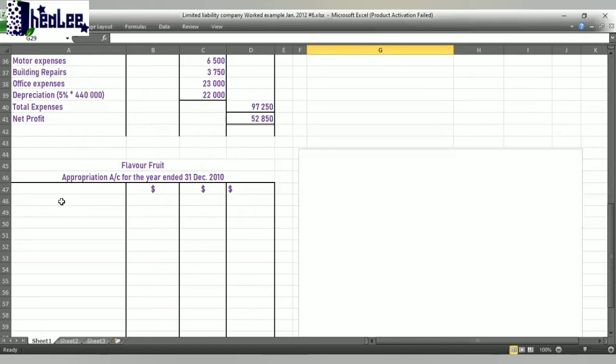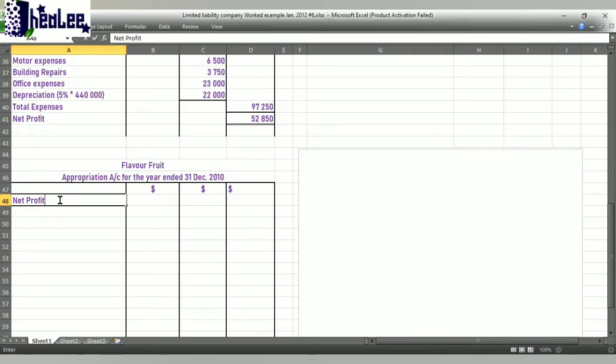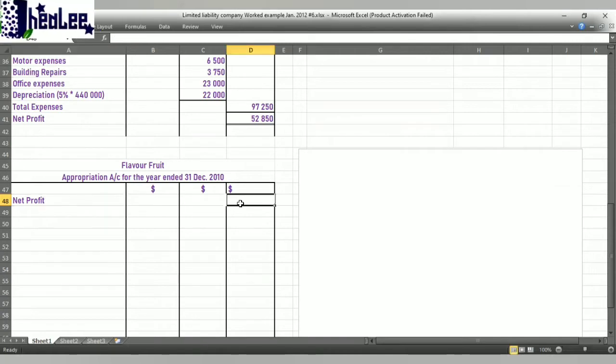So the first thing in doing your appropriation account is to enter your net profit, because this is what you'll be sharing. You're showing how that is appropriated. Now, in doing the appropriation account, if there is any corporation tax, you would subtract that from your net profit, and then you would add your retained earnings coming from last year, etc. We're starting with net profit, and it's the same net profit that you have calculated in your income statement that you're transferring to your appropriation.